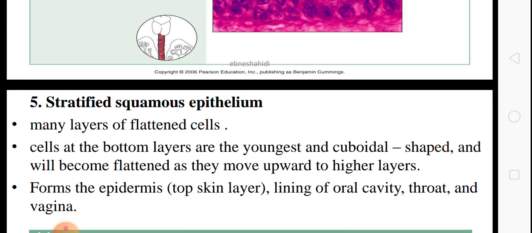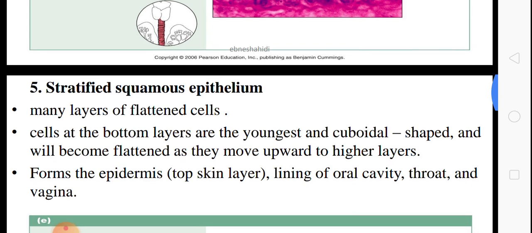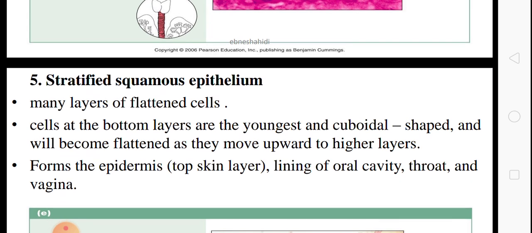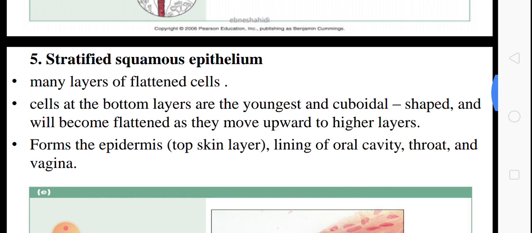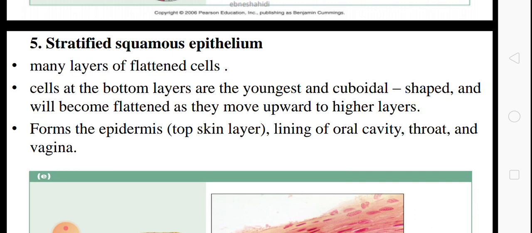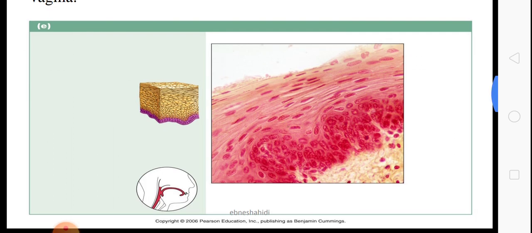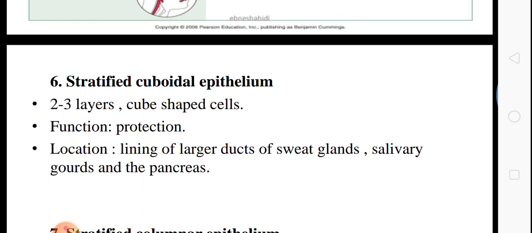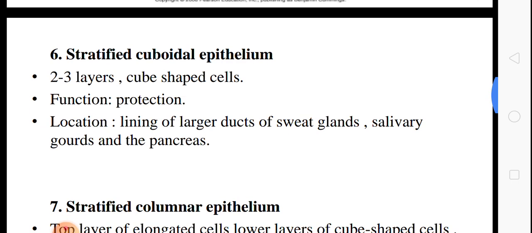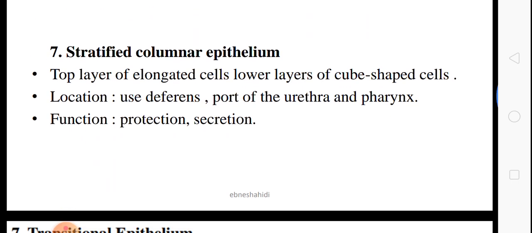Stratified squamous epithelium. You see here, stratified, it is made up of many layers of flattened cells, and the cells at the bottom layers are the youngest, and cuboidal cells become flattened as they move upward to the higher layers and form the epidermal lining of the oral cavity. Okay, lining of the oral cavity, throat and vagina. See the structure. And now you can see the stratified cuboidal epithelium and stratified columnar epithelium.